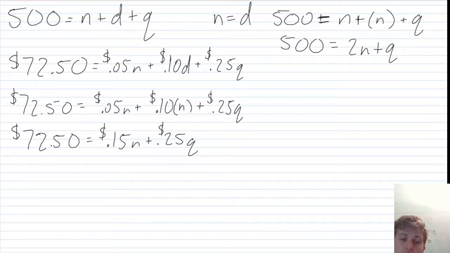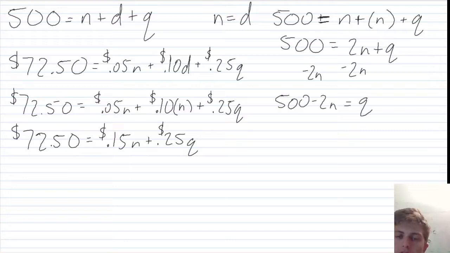But we can't do a substitution until we get one of our variables by itself. Let's go ahead and get the q by itself up here. All we got to do is subtract our 2n. So we'll do that. Minus 2n, minus 2n. 500 minus 2n equals q. So now we know that q equals this, so we can replace q with this.